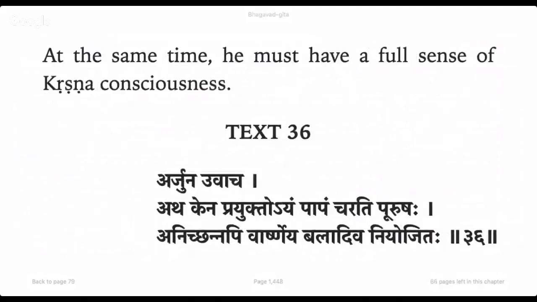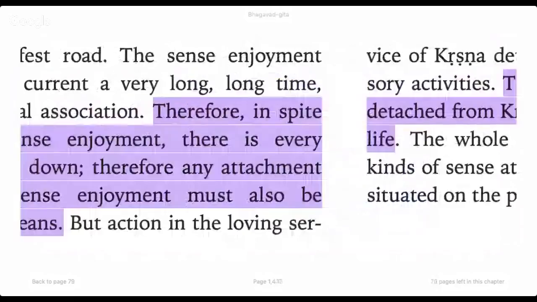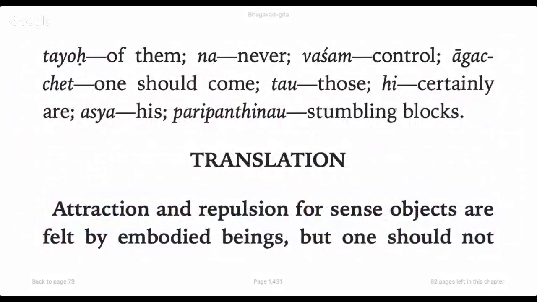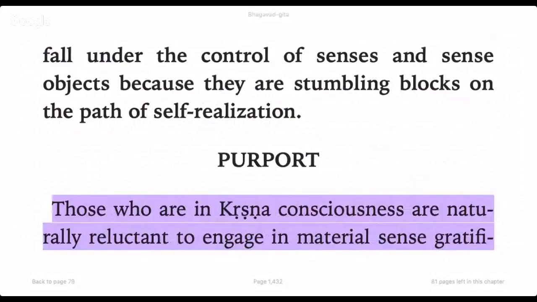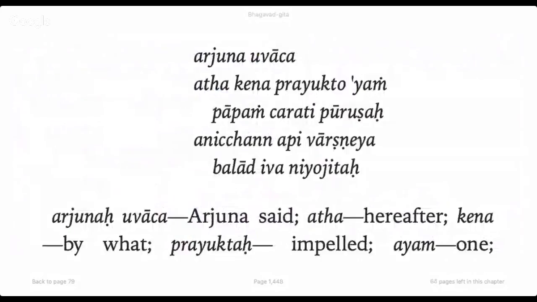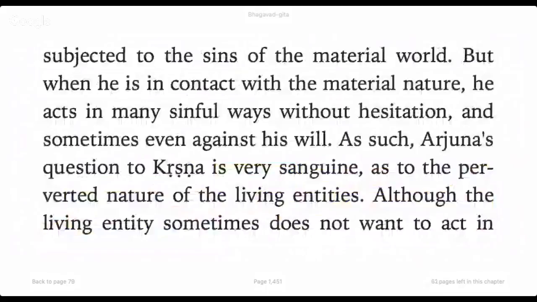Then Arjuna, when he hears this, particularly now you have to make a connection. Why he asked this question. In the previous shloka, he talks about stumbling blocks, attraction, repulsion, sense objects. These are stumbling blocks on self-realization. So because of that, immediately he has a question. Krishna, I have a question. What is the question? O descendant of Vrishni, by what is one impelled to sinful acts even unwillingly, as if engaged by force? As if forcefully attracted to sinful activity. Why? That's true for all of us, as if some force takes over. Actually, it's our infection.